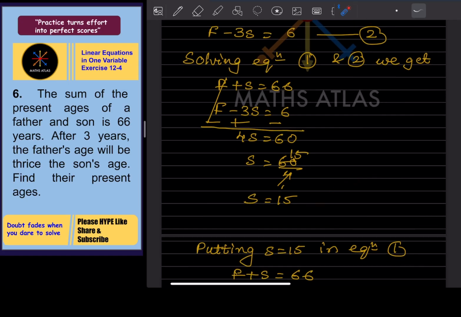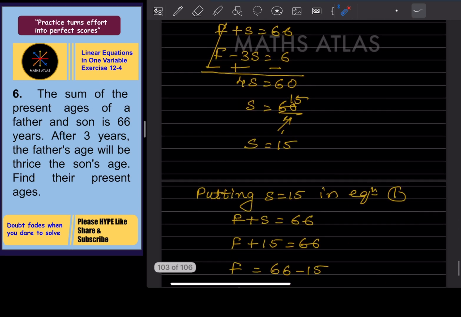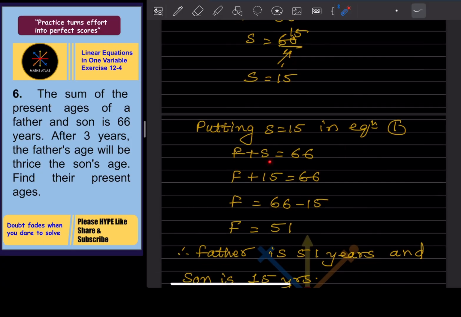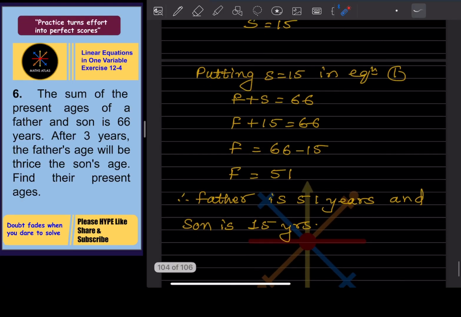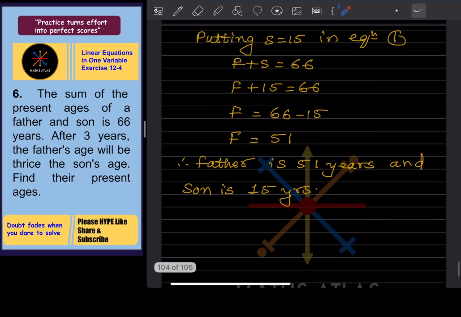So substituting S is equal to 15 in equation number 1. This is the equation number 1. In place of S you put 15, rest all the same. F will be 66, and this will go on the other side, that is minus 15. So F is going to be 51. So we can say father is 51 years and son is 15 years.